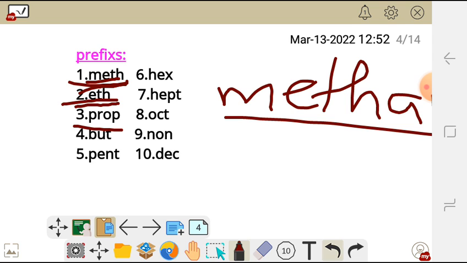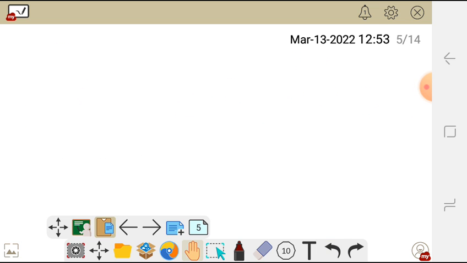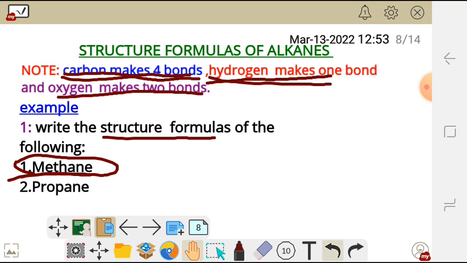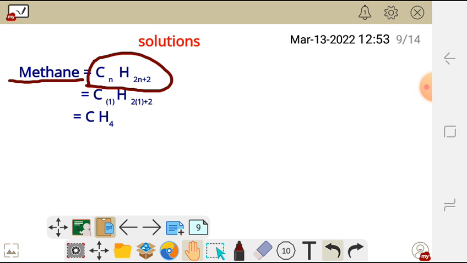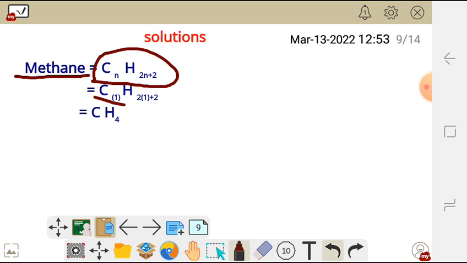Meth has a single carbon. So to draw its structure, we are going to have a single carbon in that structure. We said n is the number of carbons, so we know that in methane we have only 1 carbon. Where there is n here, we have replaced it with 1. So we are going to have C1 H(2×1+2), which gives us CH4. So this is the formula for methane.